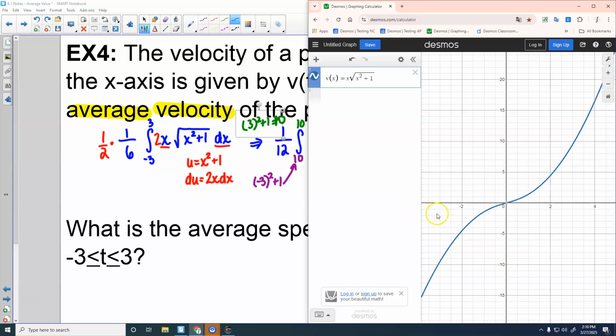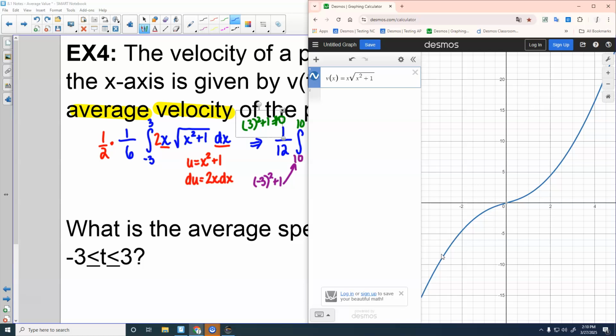Okay, so over here, when the velocity is below the x-axis, what does that tell me about the particle if I have a negative velocity? It's going, not necessarily away, but it's going left, right? So I was going to the left, and then I switched and went back to the right. And so all of my positive velocities and my negative velocities end up canceling each other out. So that's why we're getting an average velocity of 0.